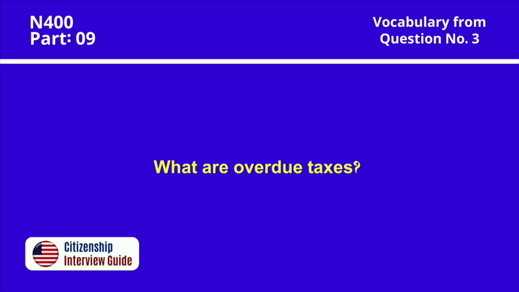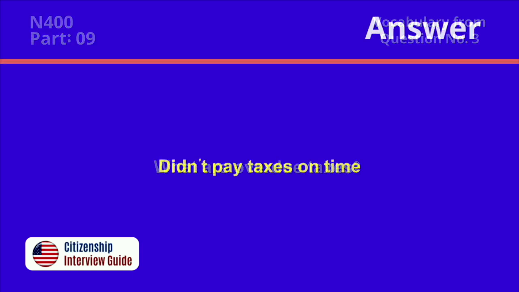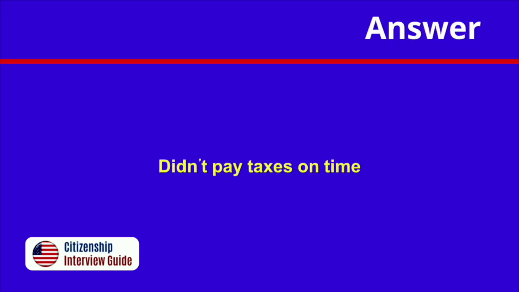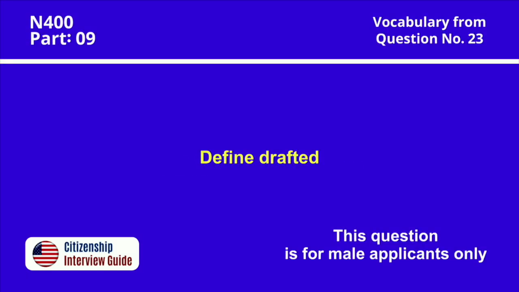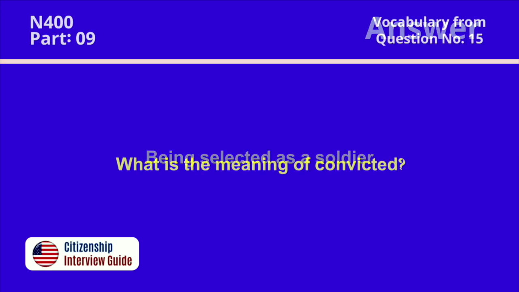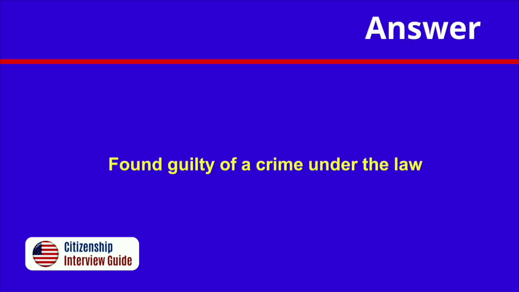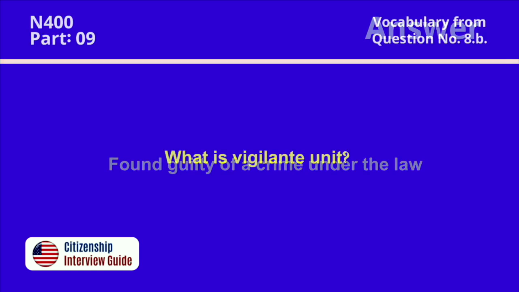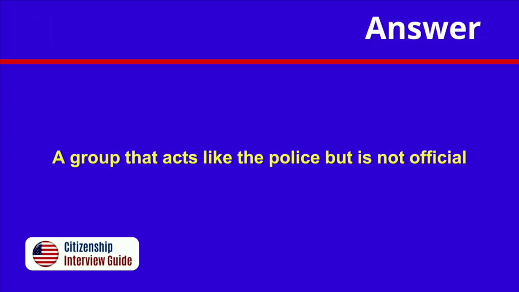What are overdue taxes? Didn't pay taxes on time. Define drafted. Being selected as a soldier. What is the meaning of convicted? Found guilty of a crime under the law. What is vigilante unit? A group that acts like the police, but is not official.